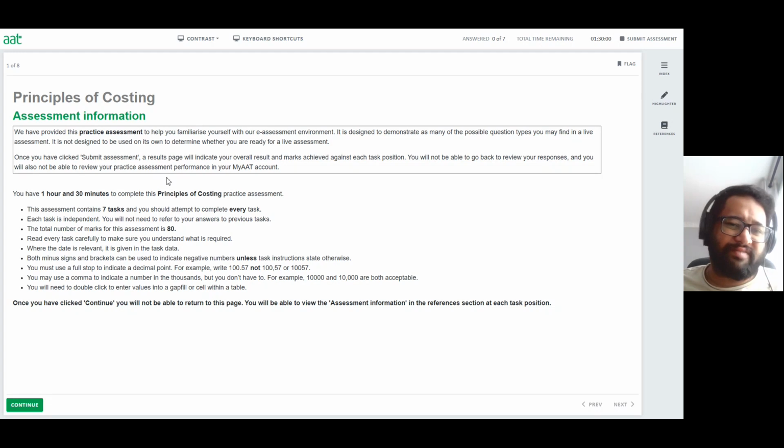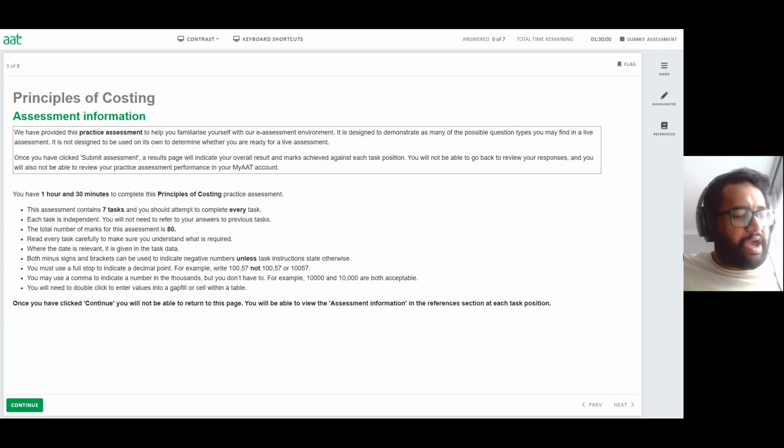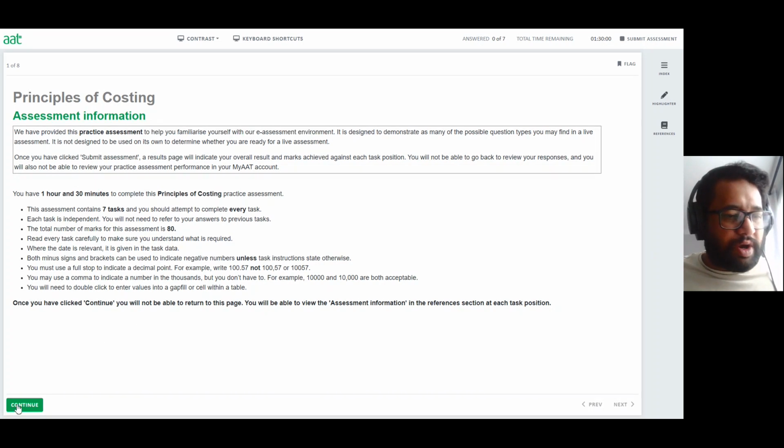This exam is for 1 hour 30 minutes, has 7 tasks, and the total marks is 80. So to pass, out of this 80, I'm assuming you have to get 56 marks. Let me just get my calculator. 70 divided by 100 multiplied by 80 gives me 56 marks. So out of 80, you need to get 56 marks to successfully pass this assessment.